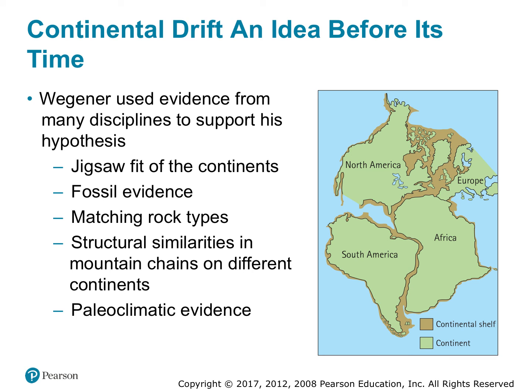But that wasn't just his idea. He went and looked for evidence to support his hypothesis. And he found not only how they all seem to fit together like a jigsaw puzzle, but he looked at fossil evidence, he looked at matching rock types, he looked at structural similarities in mountain chains on different continents, he looked at paleoclimatic evidence. So all these different lines of evidence supported his idea, and we now accept it as the truth about what happened in the Earth's history.